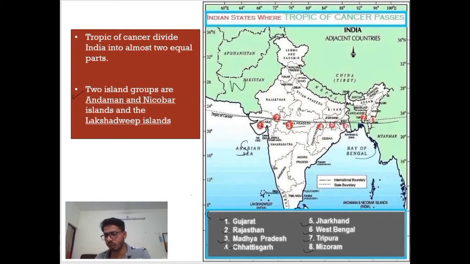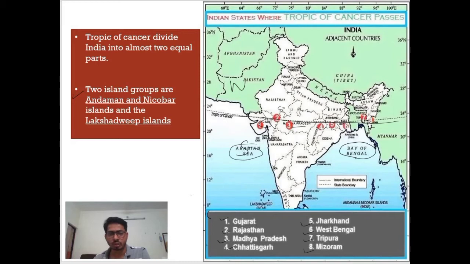If you see in the Bay of Bengal, this is also called Peninsular India. Peninsular, why? Because it is covered from three sides by ocean: on the eastern side you will find the Bay of Bengal, on the western side the Arabian Sea, and on the southern side the Indian Ocean. That's why this entire part is called Peninsular India.